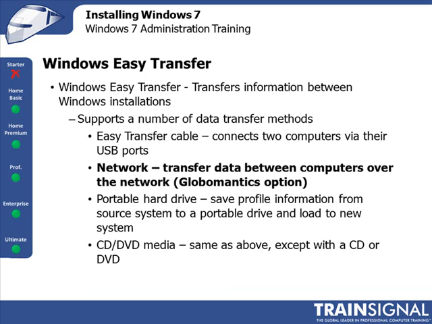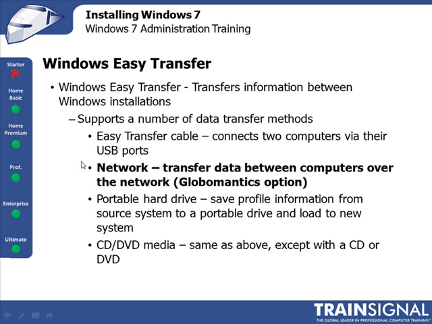There is a tool called Windows Easy Transfer that transfers information between different Windows installations. Windows Easy Transfer supports Windows XP, Windows Vista, and Windows 7, and there are a bunch of different data transfer methods that you can choose from. There's one called an Easy Transfer Cable. This is basically connecting two computers directly to one another over their USB ports. It's also a very fast way to transfer information because the computers are talking directly to each other.